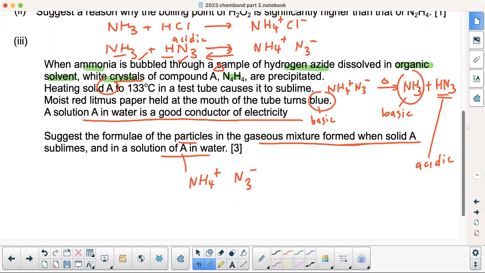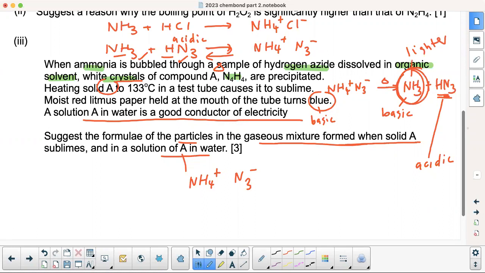Why do you see blue first? Why do you see blue but not red, even though this is acidic gas? Anybody? Okay, the answer is, who is lighter? Ammonia or HN3? Ammonia, right? So because ammonia is lighter, the gas will come out first. The one that comes out first will be the lighter gas. So you will definitely test for ammonia first before you can test for any acid. Very tricky. That's the answer.